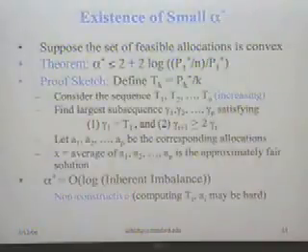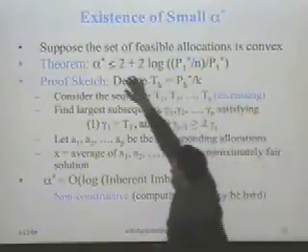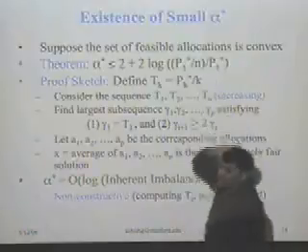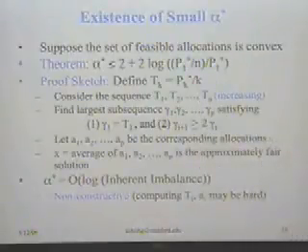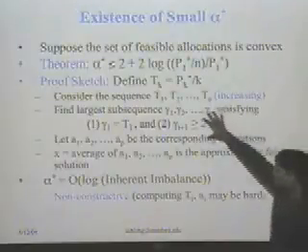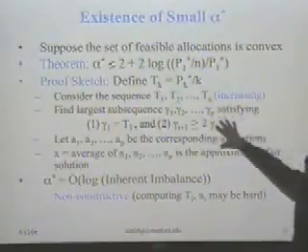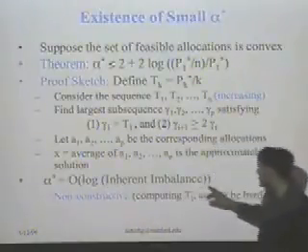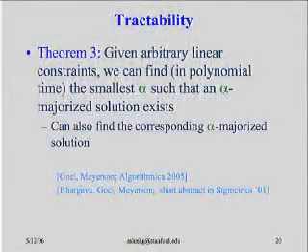So this is the existence theorem. I think I should skip the proof. Suppose the set of feasible allocations is convex. Then the theorem says that alpha star is less than or equal to some constant plus some constant times the log of this inherent imbalance. Let me skip the proof completely; it's not that useful. The theorem is that alpha star is order of log of the inherent imbalance, and this proof is non-constructive.